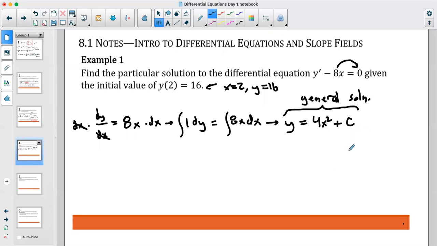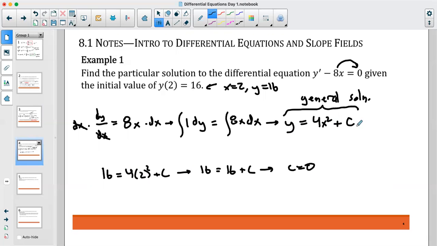But we really want this particular solution where when x is 2, y is 16. So I'm going to plug that in here. So 16 for y, and then x is 2. I'm going to do my order of operations correctly. 2 squared is 4, and 4 times 4 is 16. So I get 16 equals 16 plus c, which means c is 0.